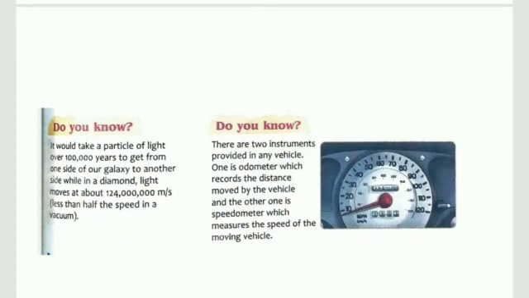Hope you have understood how to calculate and how to change. This is for your general knowledge. Do you know?